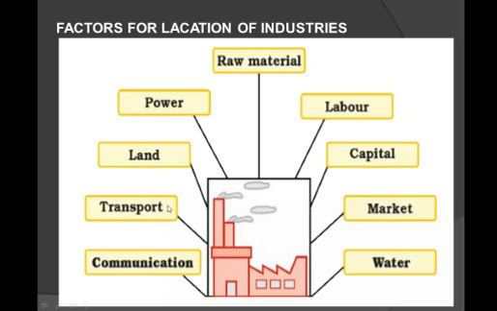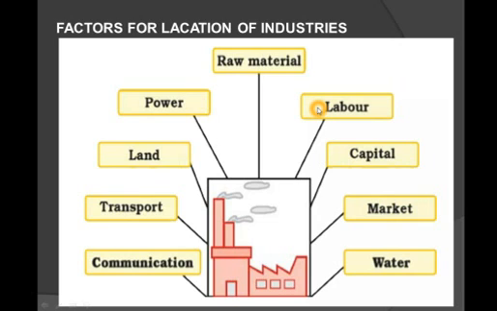Let's take a look at transport. Here we talk about roads, railway, pipelines, and also airports, and maybe even seaports. Several industries have to be located nearer to the transport network so that they can bring in raw materials and take out finished products to the market. We have communication. This one is in the form of internet, so that the producers are able to communicate well with the suppliers in terms of making orders and other things.